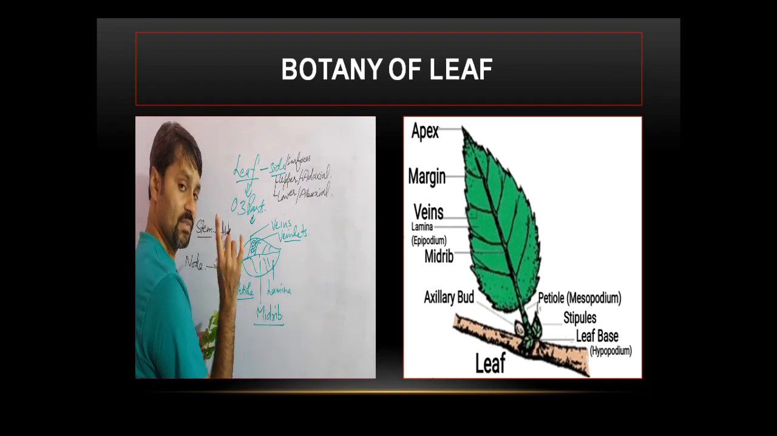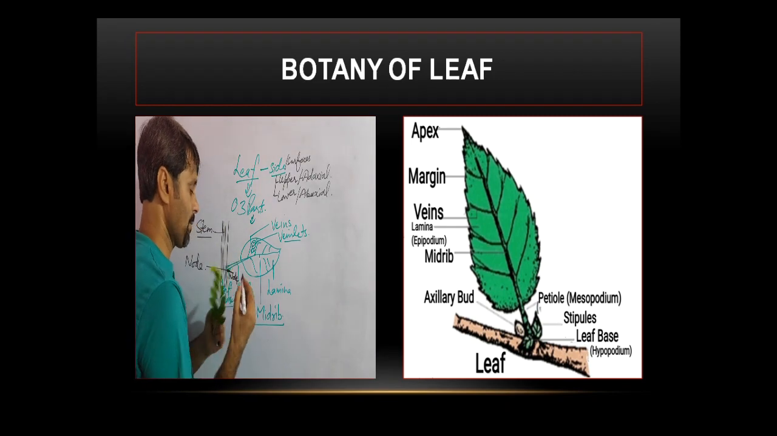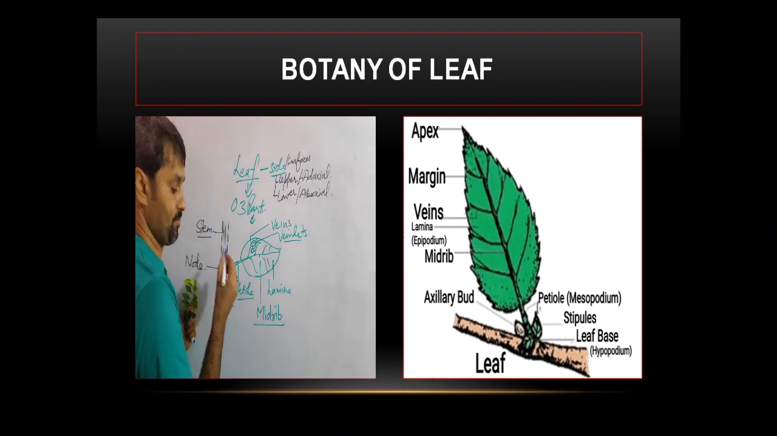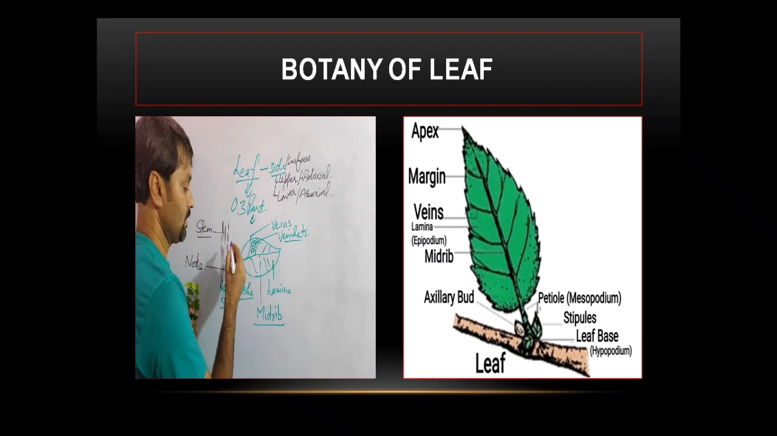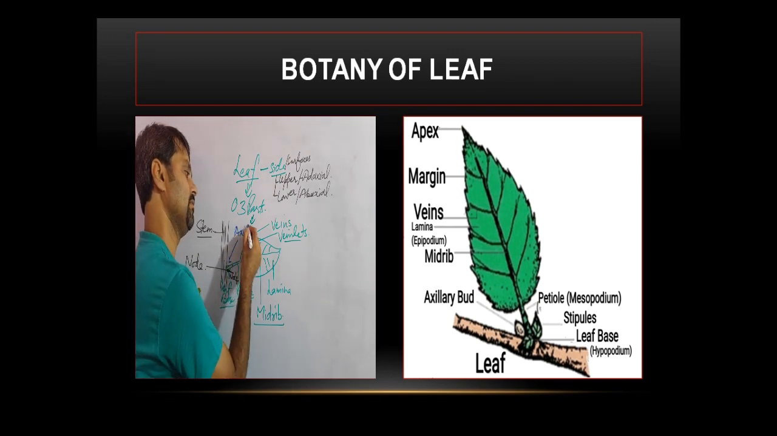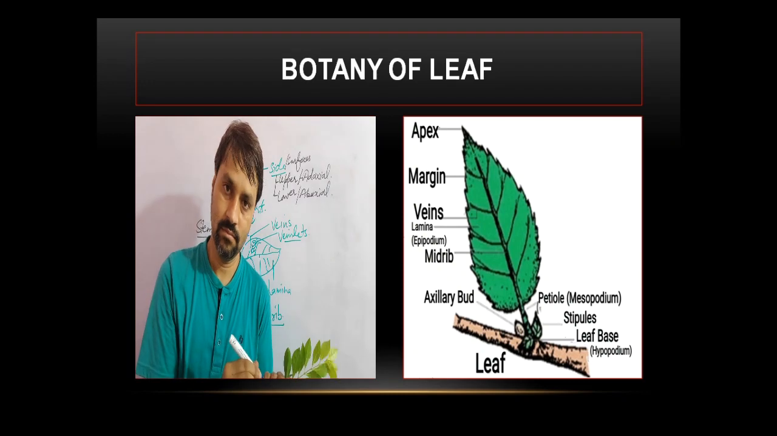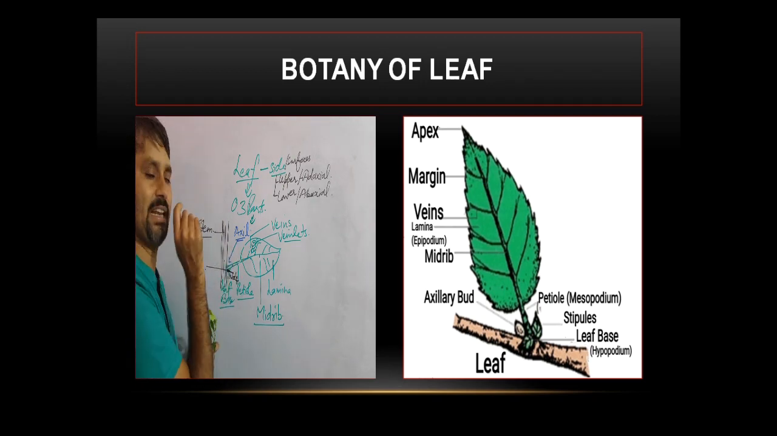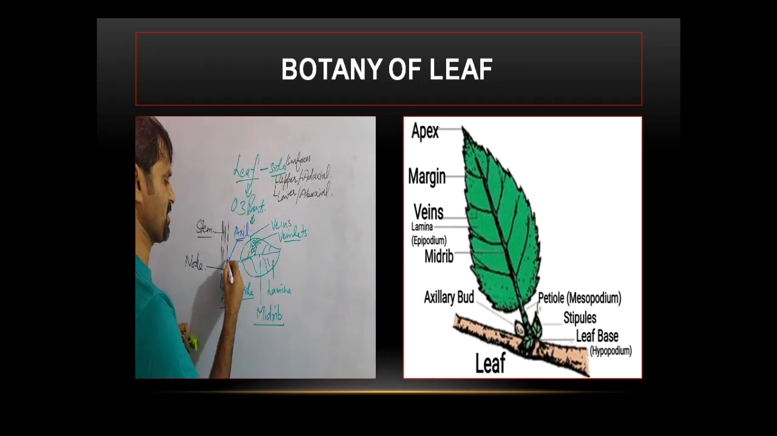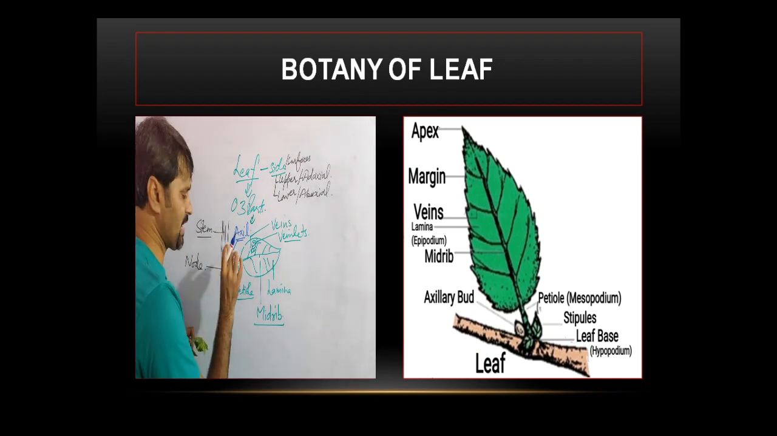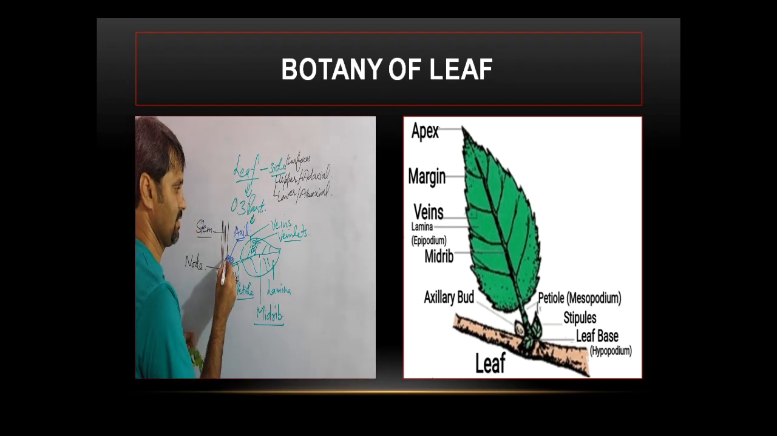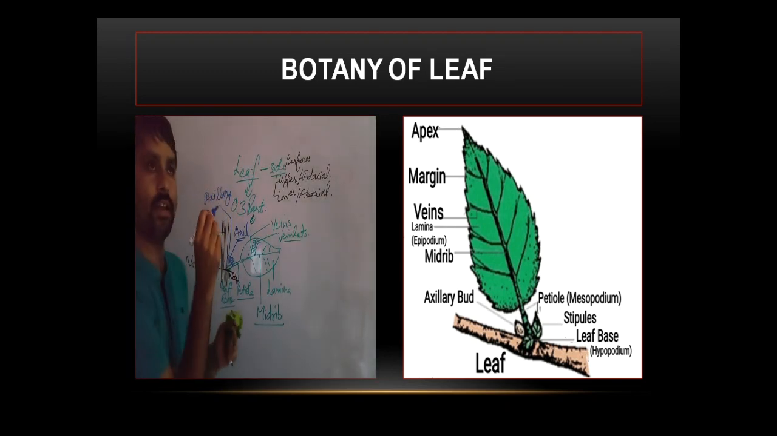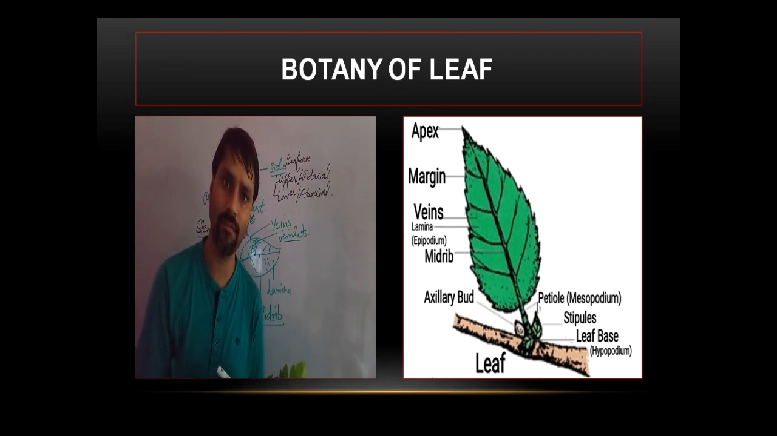Now listen carefully, there is a portion between the leaf and stem. This portion is called the axil. The area or region between the leaf and the stem is called the axil, A-X-I-L. Any structure arising in the axil is called axillary.